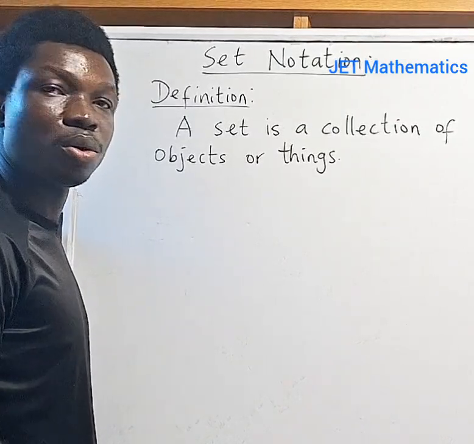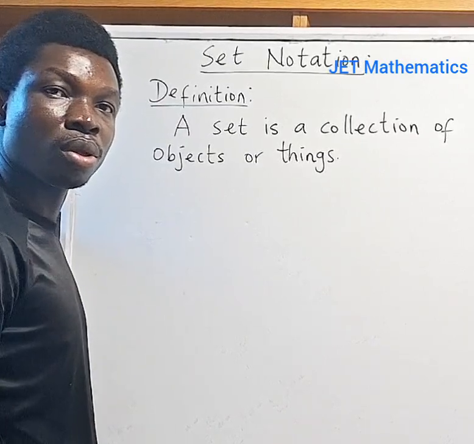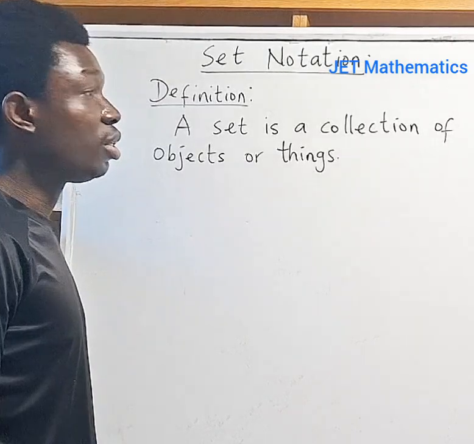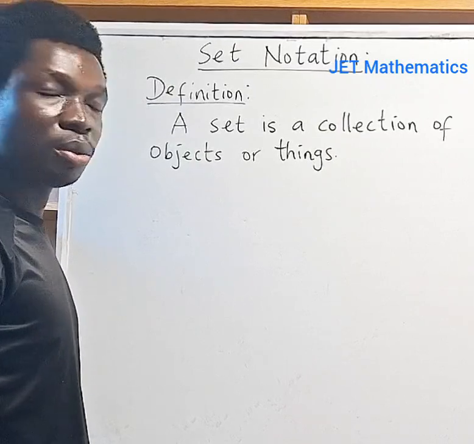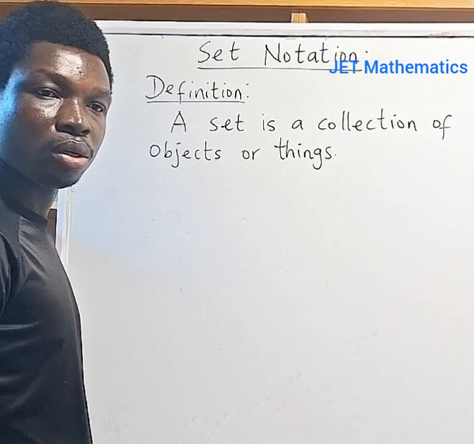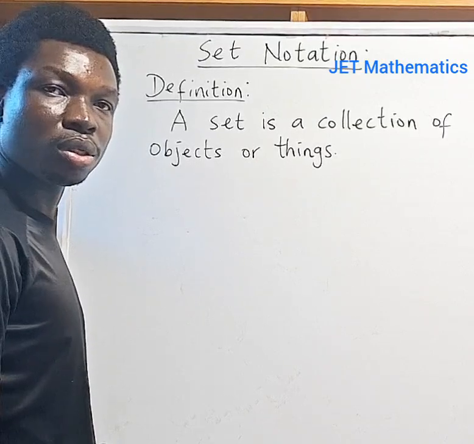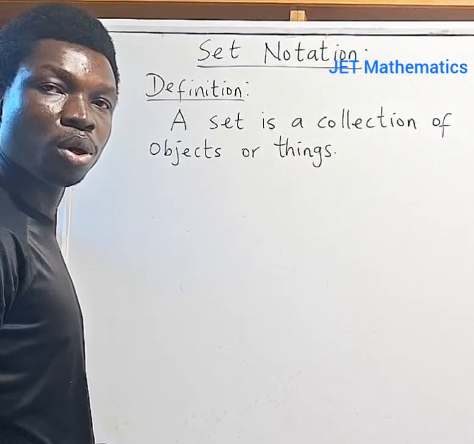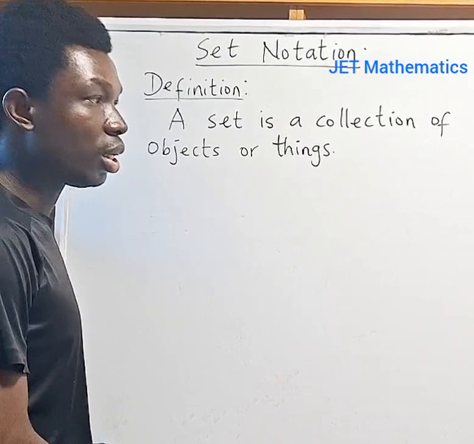In this video, we'll be looking at set notation. We'll be seeing the definition of set. A set is simply a collection of objects or things. When you collect things together to form a group, we call it a set.